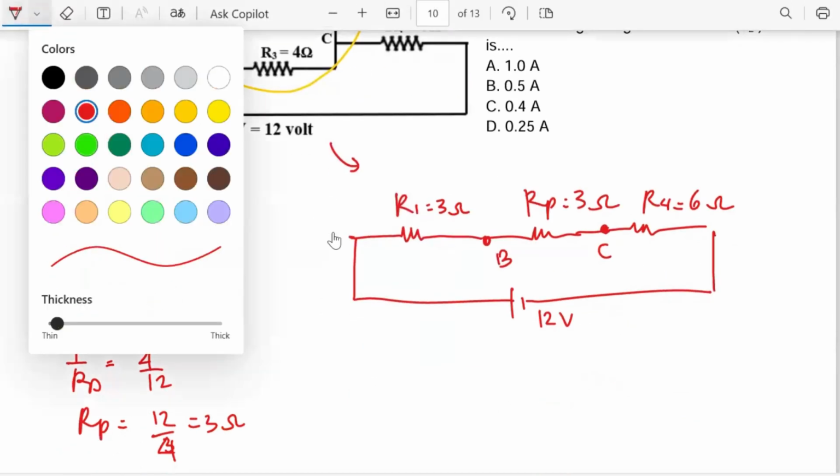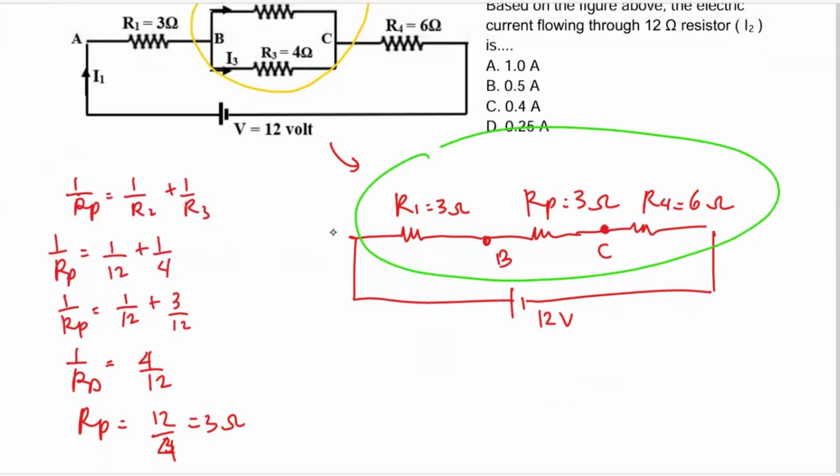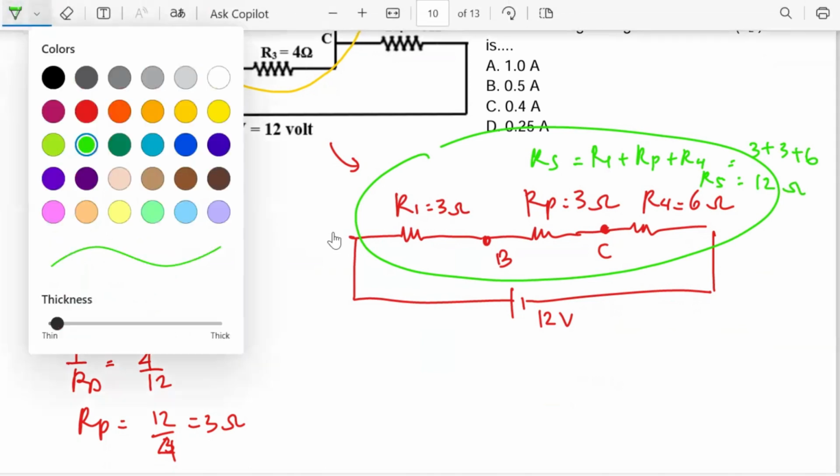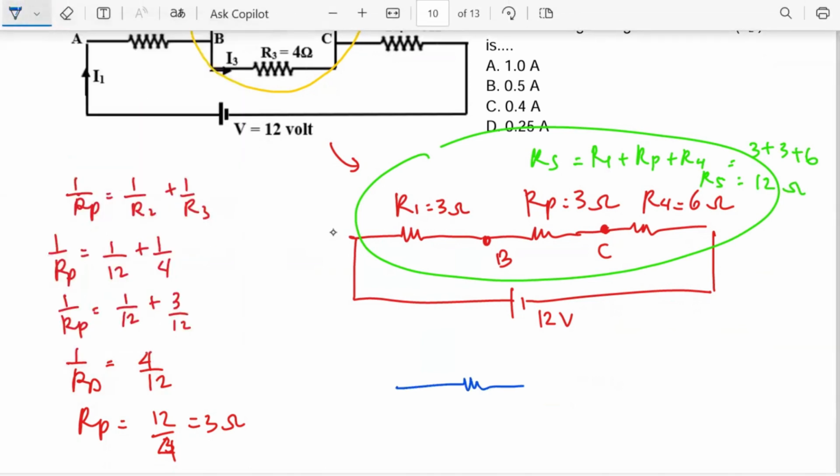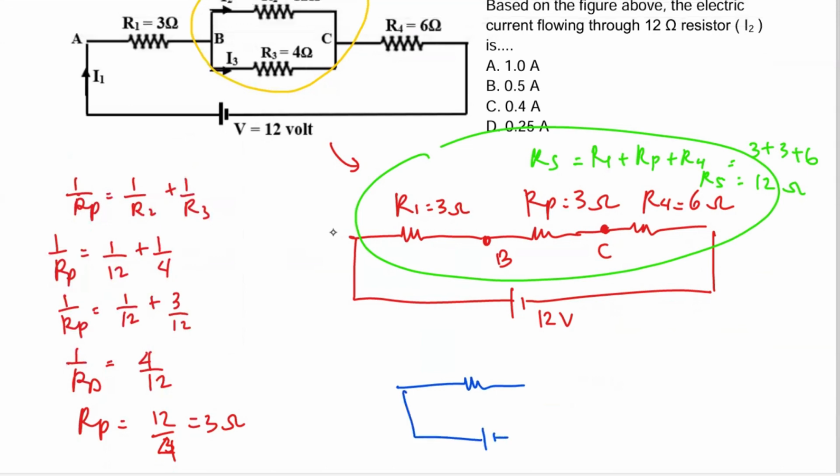We know that all of them are in series, so we're going to get the RS. So RS here is R1 plus RP plus R4. So we're going to get 3 plus 3 plus 6, or 12 ohm. This is the RS. After that, we can simplify the circuit into only one R and then the 12 volt source, and this is the RS or R total, which is 12 ohm. Using this information, we can count what is the I that comes out from the battery, or I1.